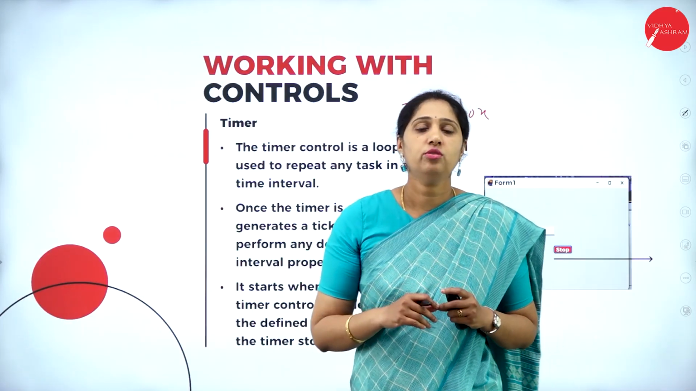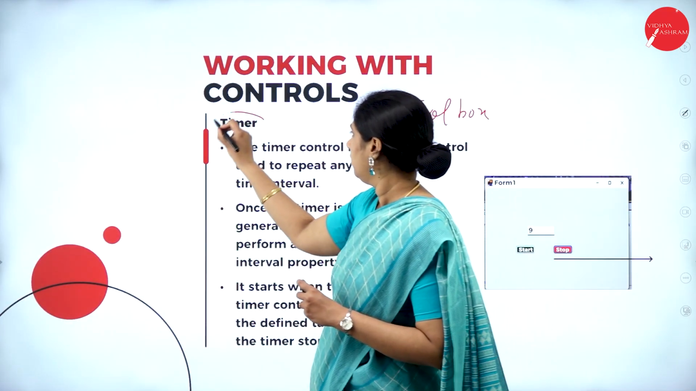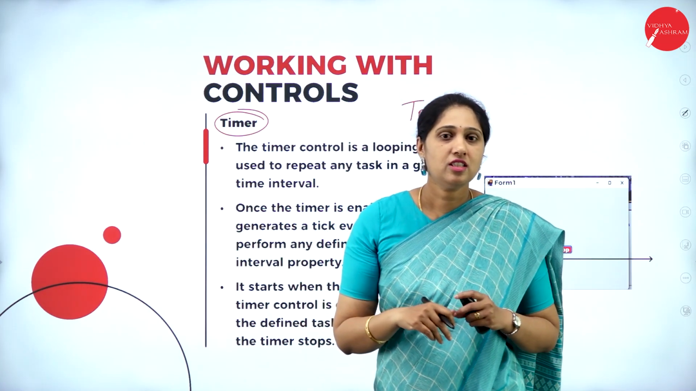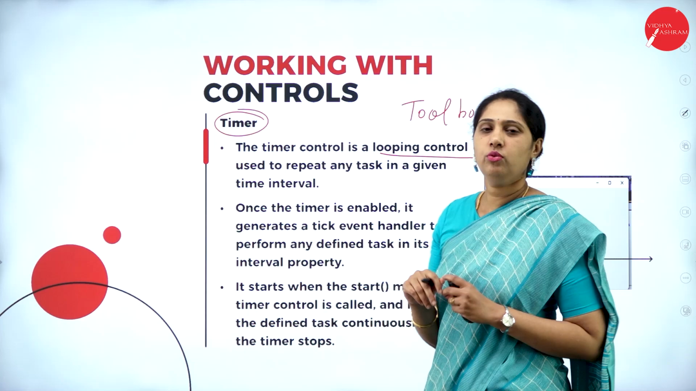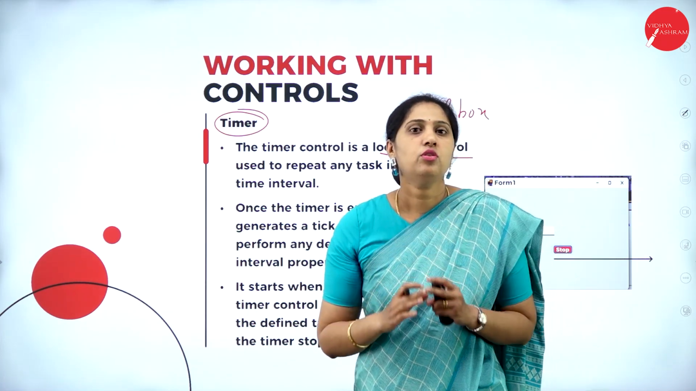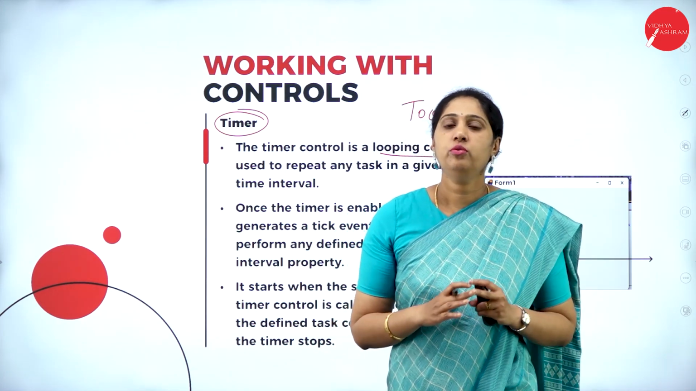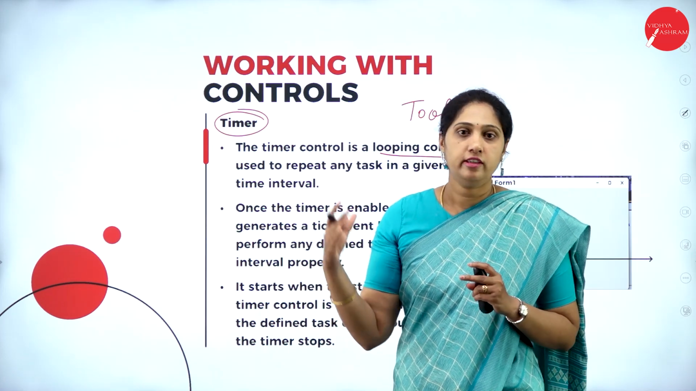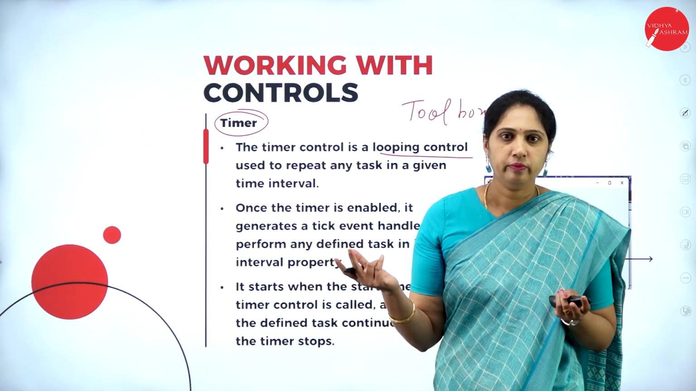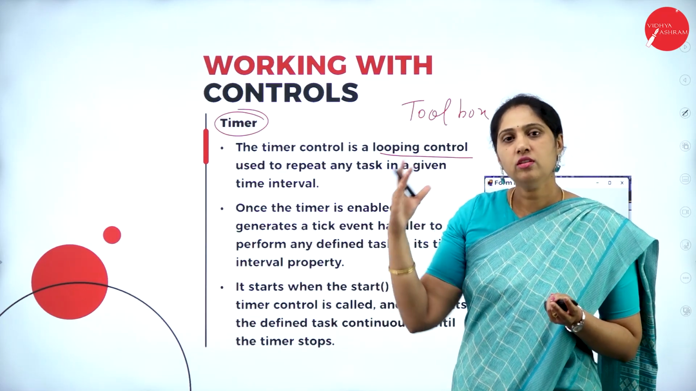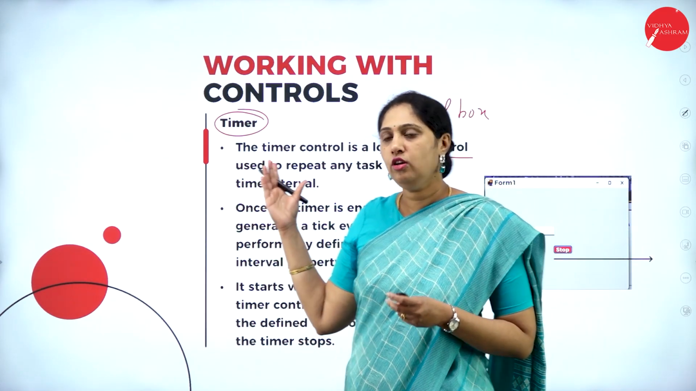So very first control is timer. So what is timer? See, timer control is a looping control. What is loop? We use a loop when I want to have a repeated task. See, first time if I add a plus b, no need of loop. If I want to continue more than once, then I'll go for a loop.